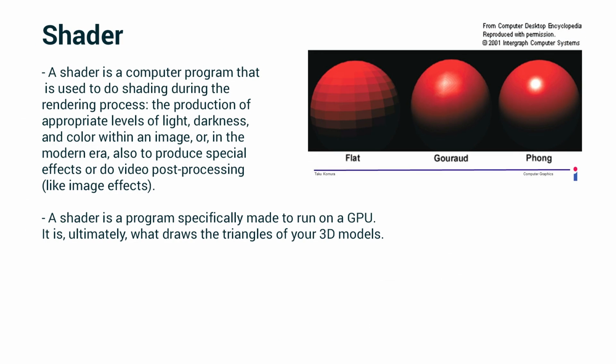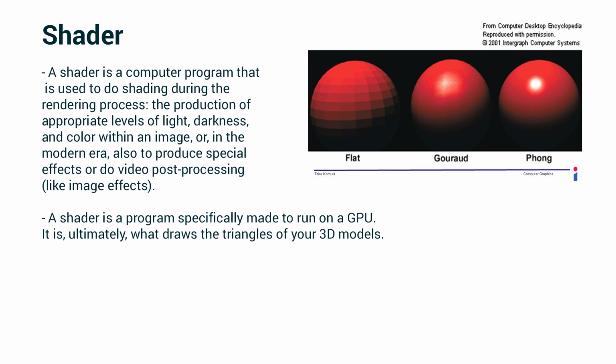So let's look at a definition for a shader. This is the definition that you'll find on Wikipedia, which is a good start. A shader is a computer program that is used to do shading during the rendering process, the production of appropriate levels of light, darkness, and color within an image, or in the modern era, also to produce special effects or do video post-processing like image effects. A shader is a program specifically made to run on a GPU, graphics processing unit. It is ultimately what draws the triangles of your 3D models.